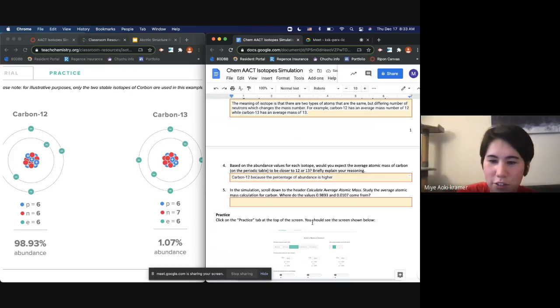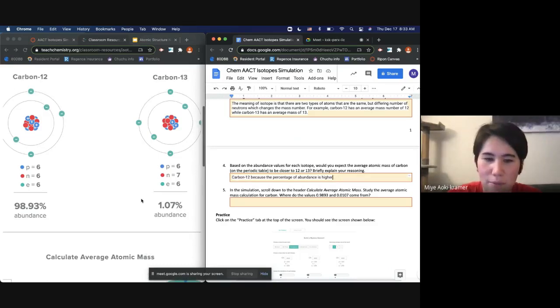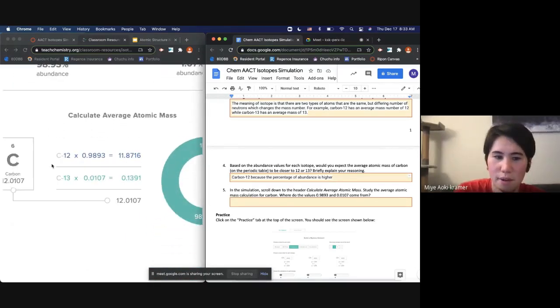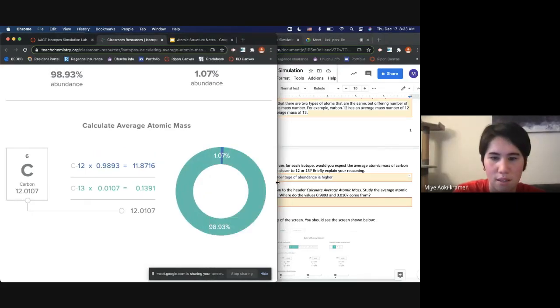All right, in the simulation, scroll down to the header, calculate average atomic mass. Study the average atomic mass calculation for carbon. Where do the values 0.9893 and 0.0107 come from? So here we're going to look at this part. Might need to make this bigger here. There we go. So looking at this, do we see these numbers anywhere else? So I want you to look around and see if you see the same pattern of numbers somewhere else on the page.